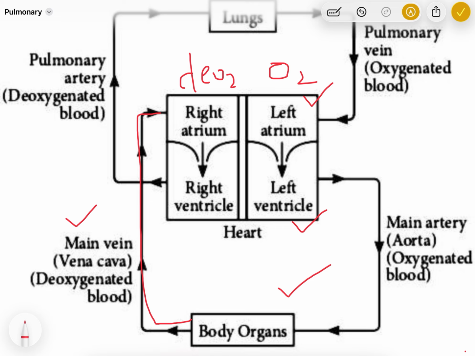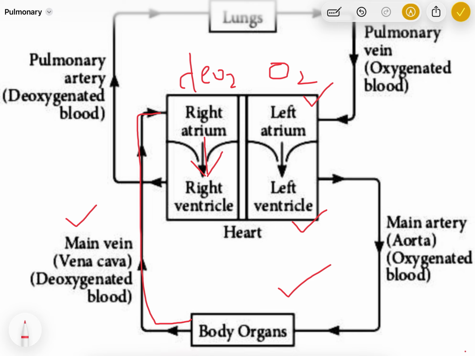Now the blood from the right atrium will enter the right ventricle by the pumping of the right atrium. Now what should this right ventricle do? It should carry the deoxygenated blood to the lungs. Why to the lungs? We know the lungs have alveoli, and the actual exchange of oxygen and carbon dioxide with the atmosphere is done in the lungs.